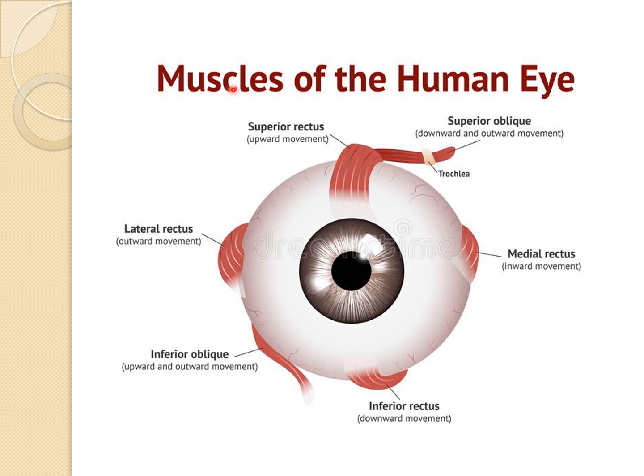Here you can see the muscles of the eye. This is the superior rectus, which aids in upward movement. And this one is the superior oblique. It aids in downward and outward movement. This is the medial rectus. It aids in inward movement. This is the inferior rectus. It aids in downward movement. This is the lateral rectus, which aids in outward movement. And finally, inferior oblique, which aids in upward and outward movement.